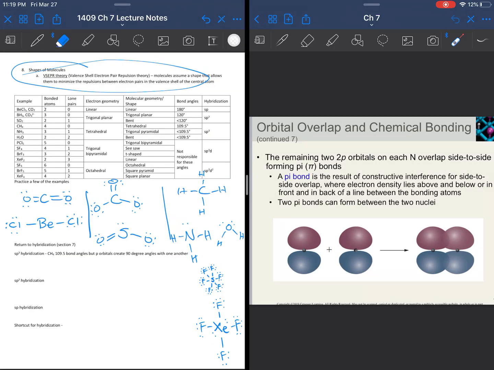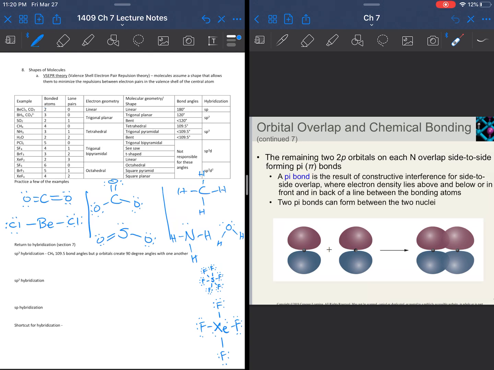Okay, let's finish this guy up. Now, when we talk about VSEPR theory, we're talking about valence shell electron pair repulsion. This is allowing us to determine 3D shape around an atom. Lewis structures do not tell us three-dimensional shape.